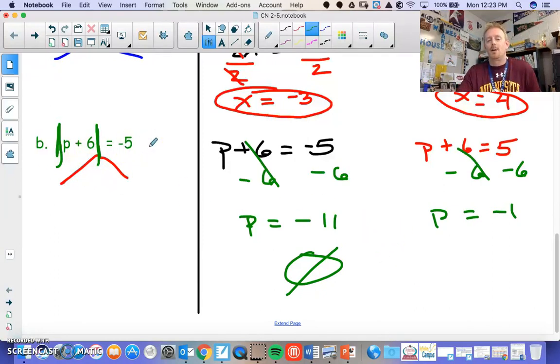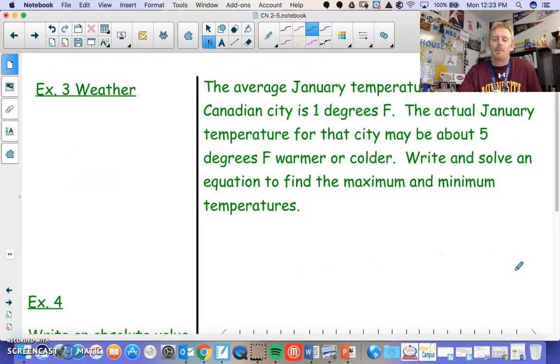And although I did show you math, you don't need to do any of that. The answer is just right away, this is a no solution. This is another way of writing no solution, with putting a zero that's crossed out. No solution. All right, next example.